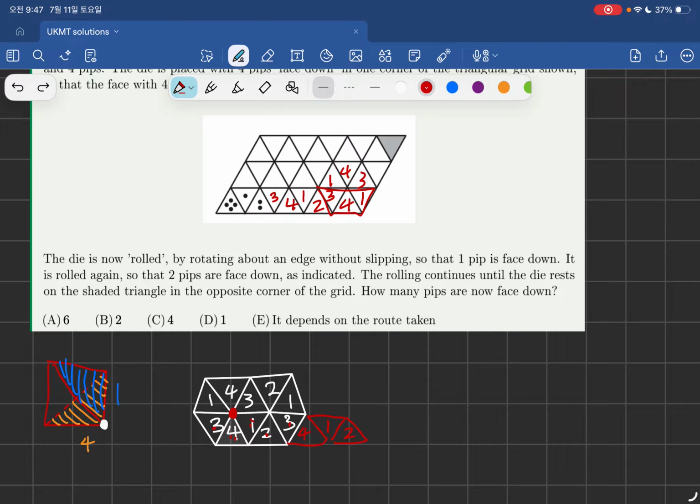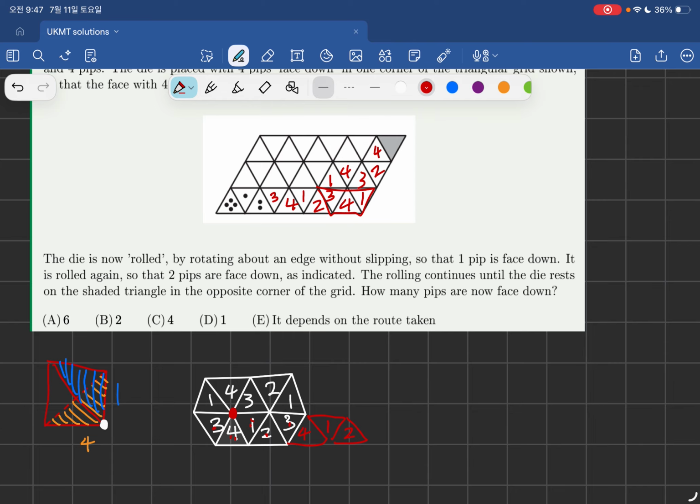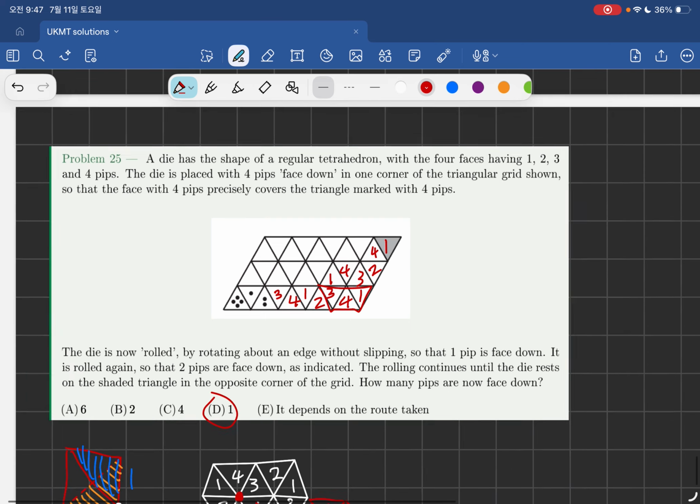And we can apply the same rule here to this side. That means that the last number is going to be 2, and then it's going to be a repeated number of 4, 1, 3, 2, 4, 1, 3, 2, and so on. That means that the next triangle will be 4, and then the next will be 1. So the shaded triangle will have 1 pip face down. So D is the correct answer.